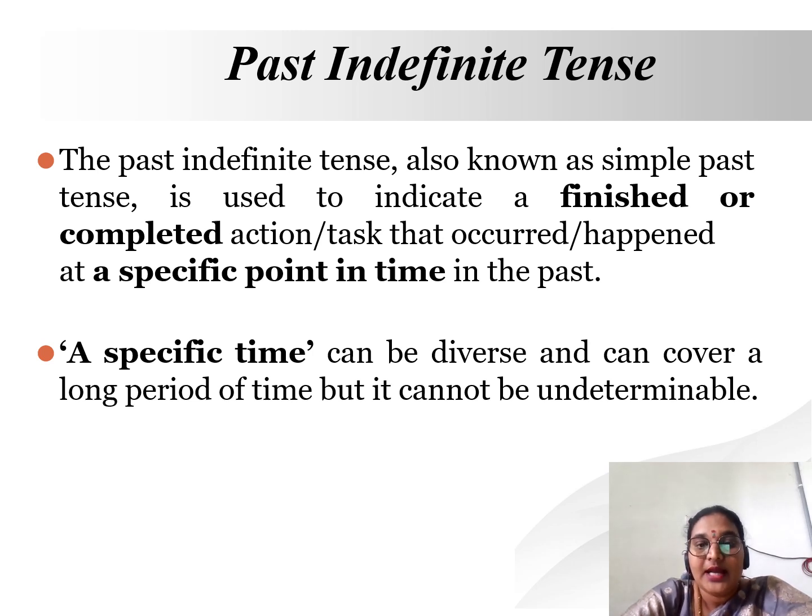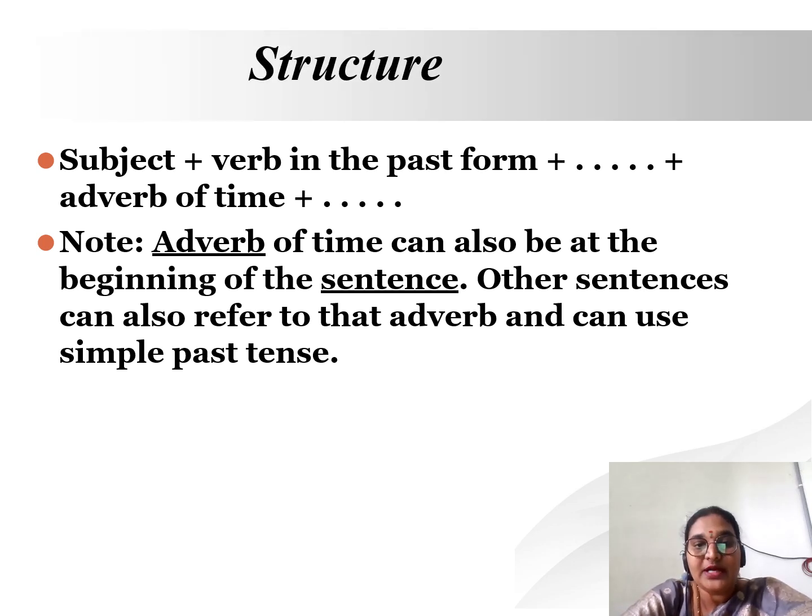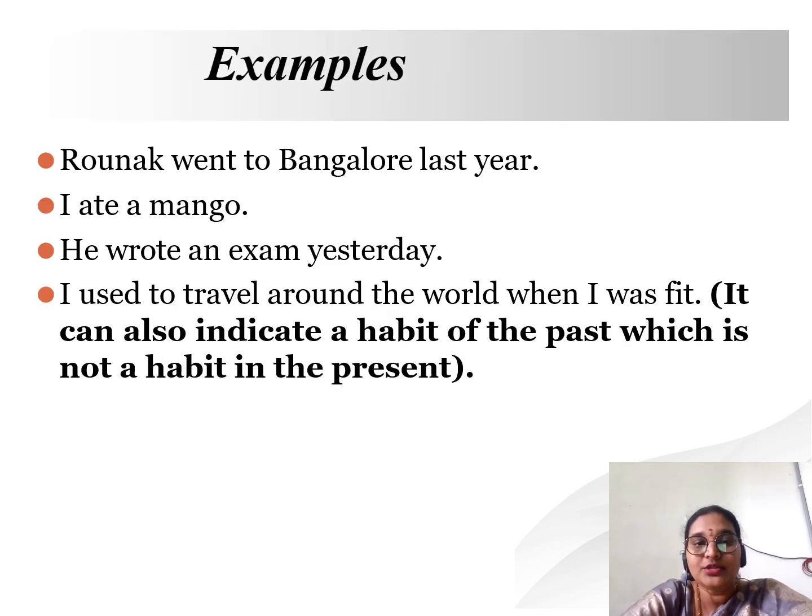To express those kinds of scenarios or situations, we can take the help of simple past tense. If you can see the structure of simple past tense: subject plus verb in the past form, that means the V2 form of the verb, plus you can mention an adverb of time. With this help, we can form sentences in the simple past tense, or you can also call that simple indefinite form. Here are a few examples to understand where we use this simple past tense.